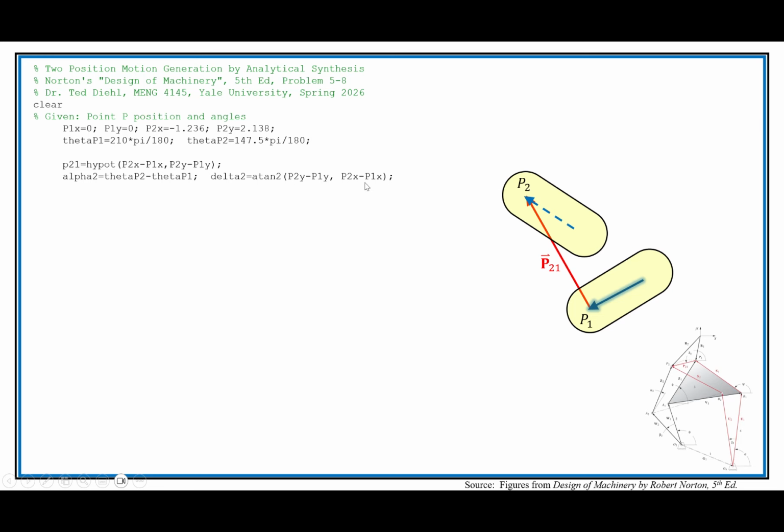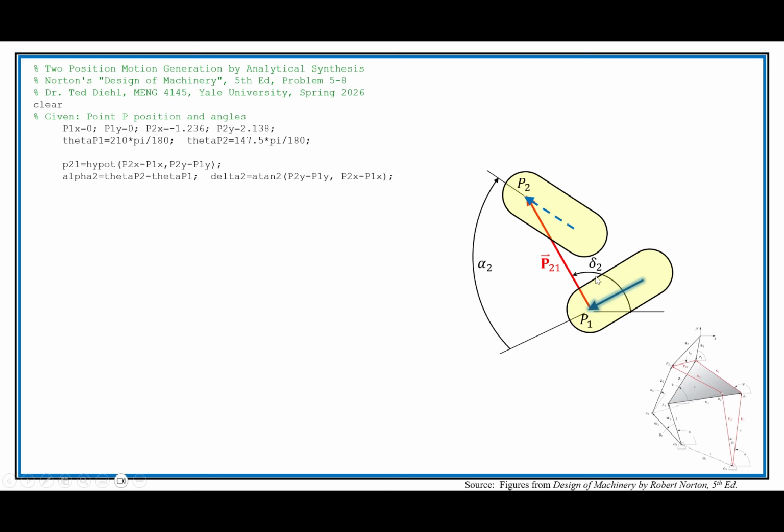Because P1x and P1y are both 0. So this is going to be an atan2, by the way, is the way to go when trying to find angles. This is the rise and run of that original vector. So it's really sort of the orientation. So delta 2 should probably be equal to theta P1 in this case.